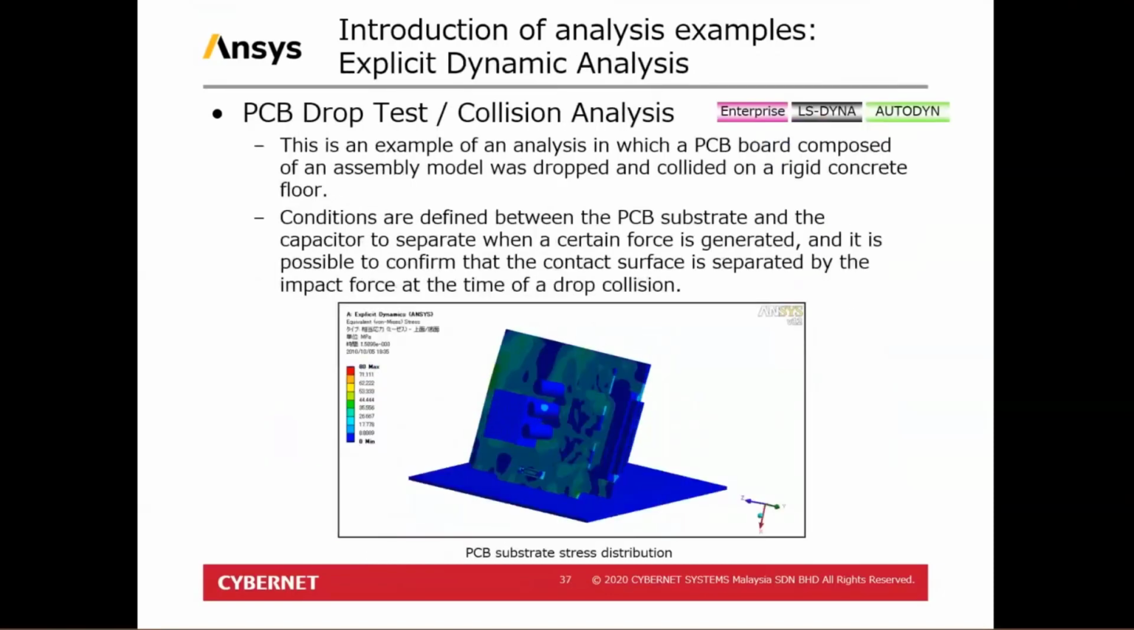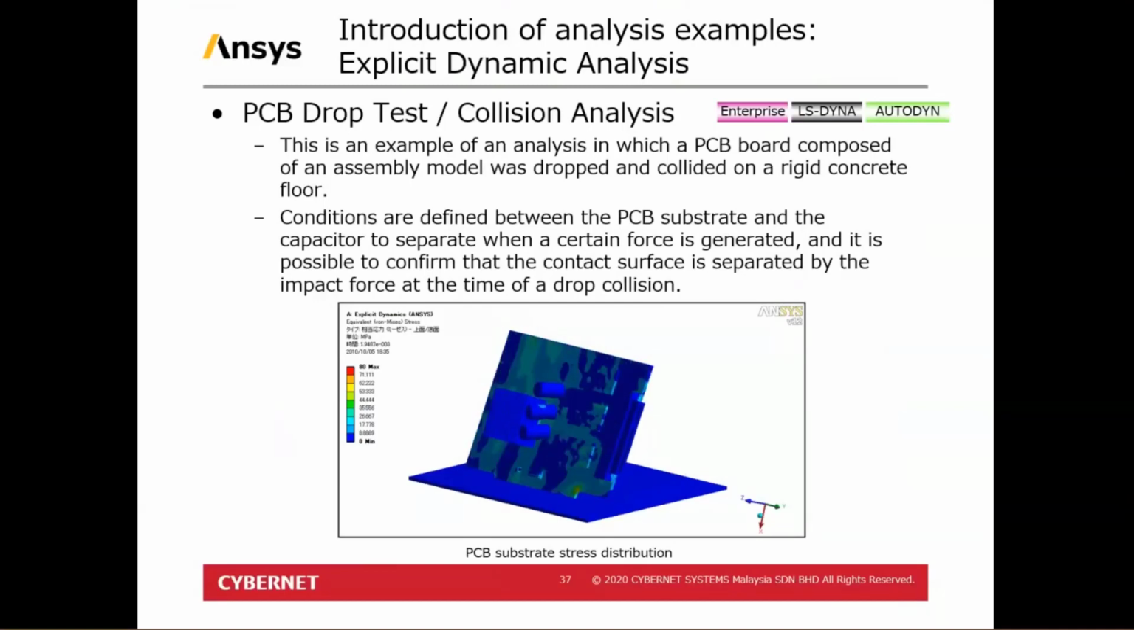So next, we have the example of explicit dynamics. Here we have a PCB drop test or PCB collision test. This is an example of an analysis in which a PCB, composed of an assembly model of electronics components, is dropped and collides on a rigid concrete floor.